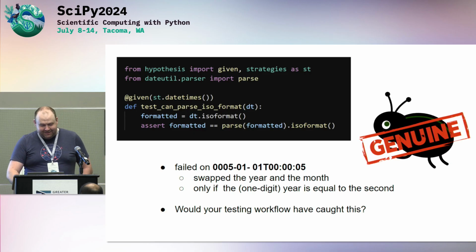This turned out to fail because it swapped the year and the month if and only if the year was before 10 AD and the number of years was equal to the number of seconds. I really can't blame the authors for this bug. This bug is ridiculous. Does it matter? I don't know. Would any other approach have caught this? Almost certainly not.